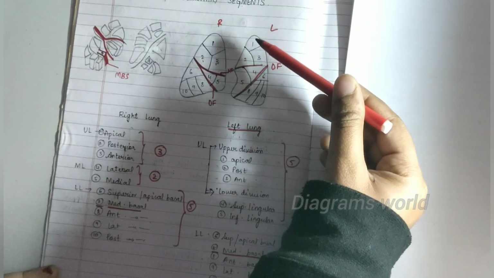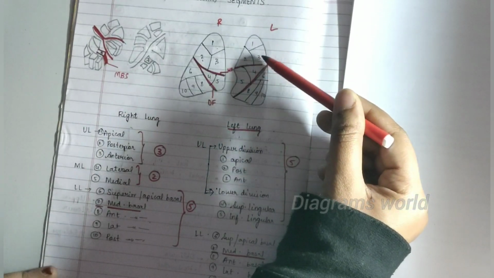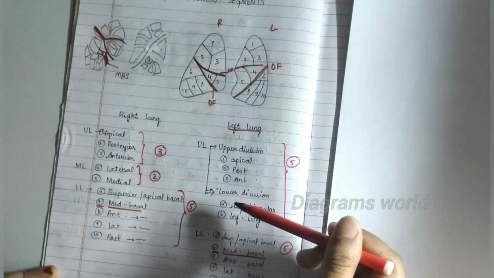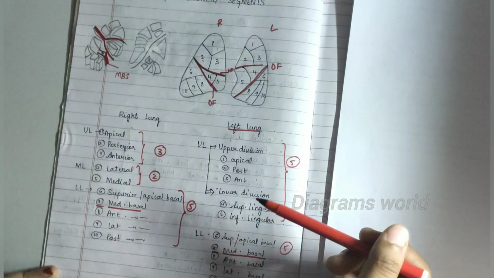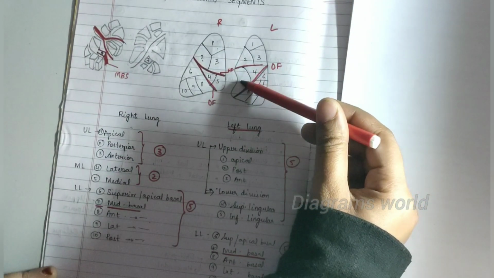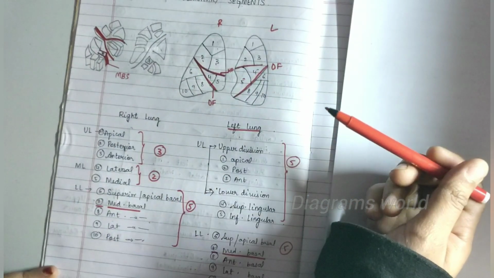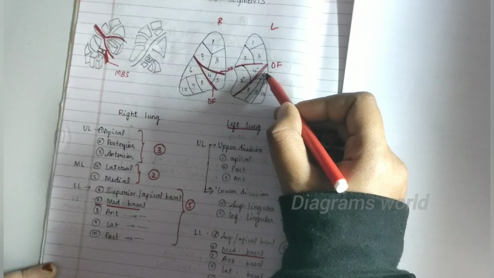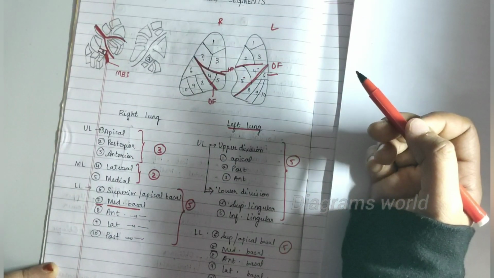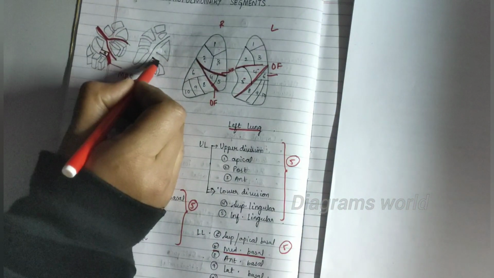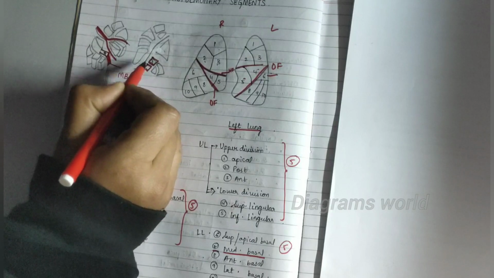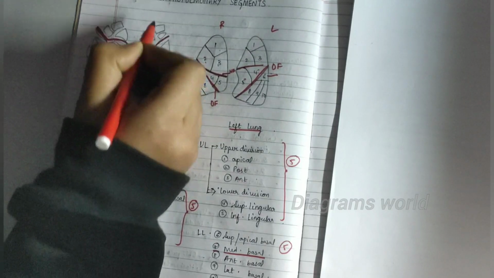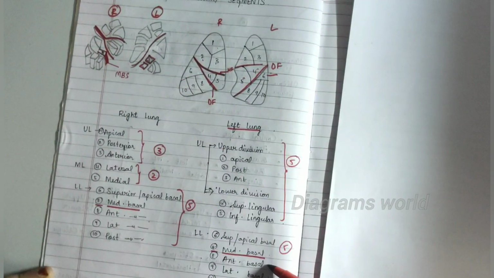In the upper division we have apical, posterior and anterior. In the lower division we have superior lingular and inferior lingular. In the lower lobe, we have superior apical basal, medial basal, which again is behind the eighth one. Here you can see this is our left lung, this is our right lung, and again we have anterior basal, lateral basal, and posterior basal.